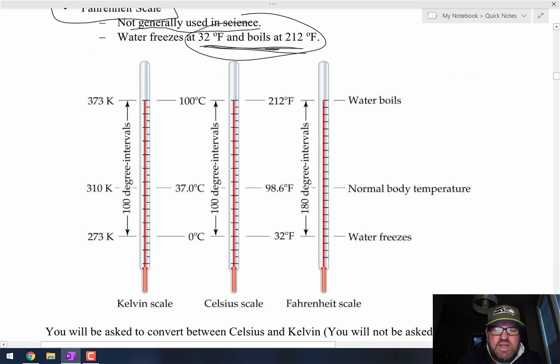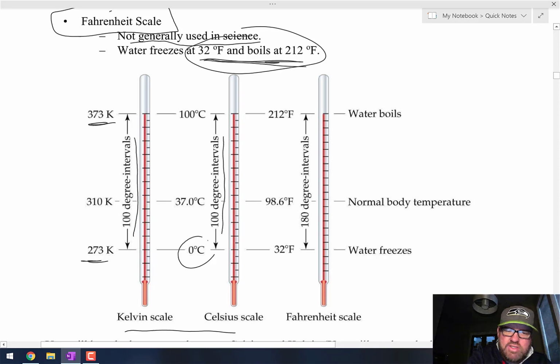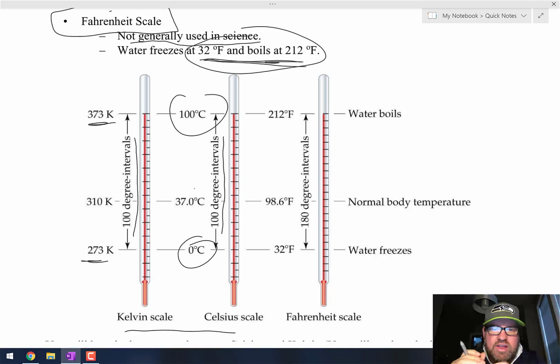So here you can kind of see three different scales of this. Notice that with Kelvin and Celsius, 373 and 273 is where water boils and freezes. Notice again, you have that same 100-degree interval between the freezing and the boiling in Celsius as well. Because again, the only difference between Celsius and Kelvin is that number 273. You either add 273 or subtract 273. And then you've got your fun little Fahrenheit scale over here. We've got 212 and 32 degrees Fahrenheit.